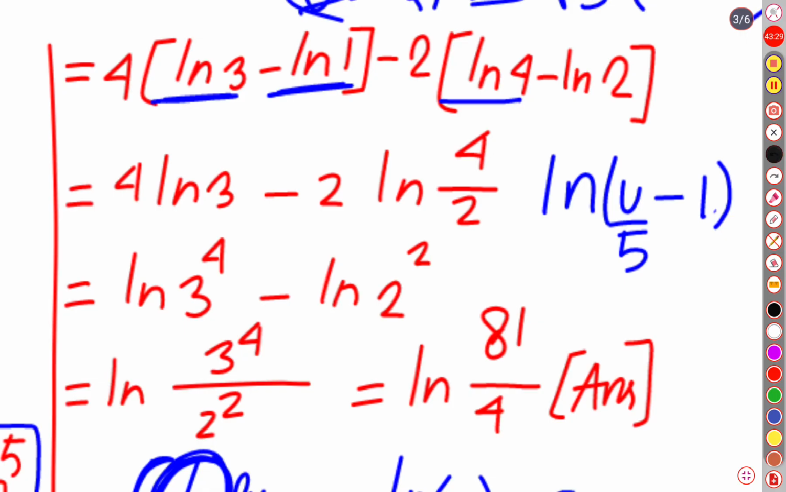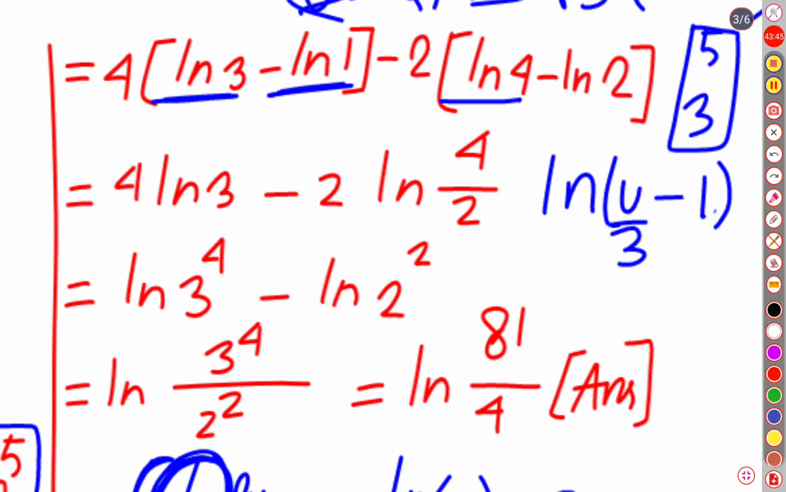If u is 3, what will happen? It was 3, because the lower limit was 3. You should not forget, the lower limit was 3, the upper limit was 5. The values are ranging from 3 to 5.